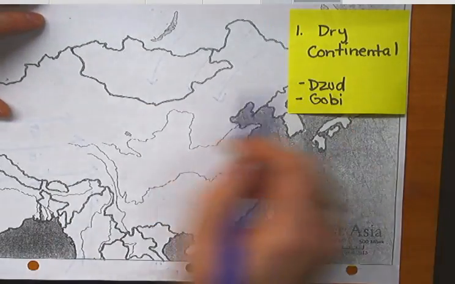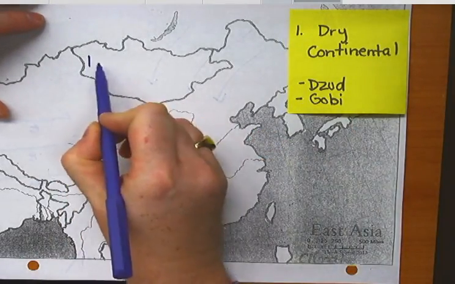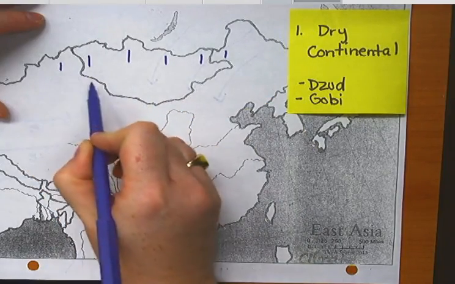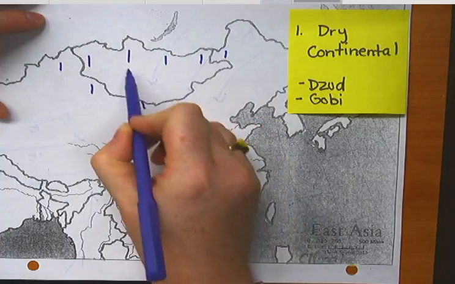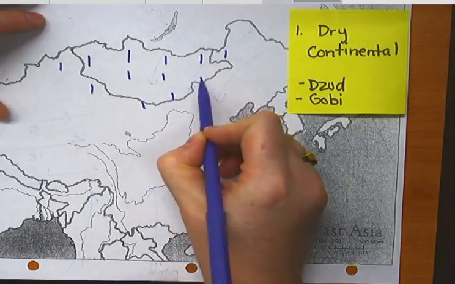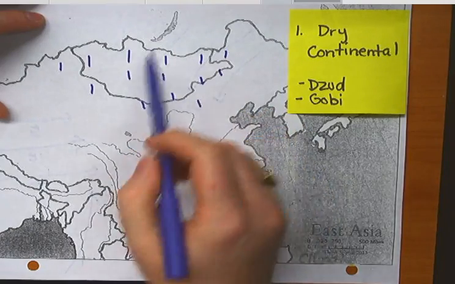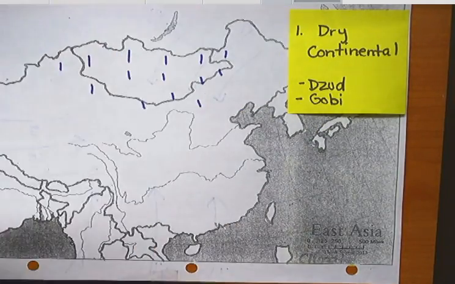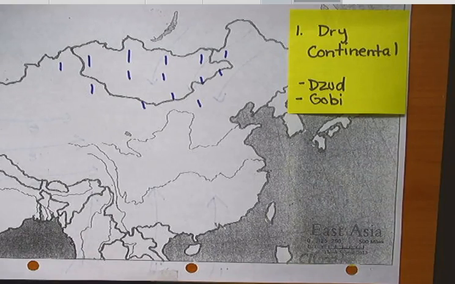So this dry continental climate, we're going to put number 1s throughout Mongolia, a little bit into northern reaches of China. So this dry continental climate again is created by those Arctic air masses that are coming from the north.